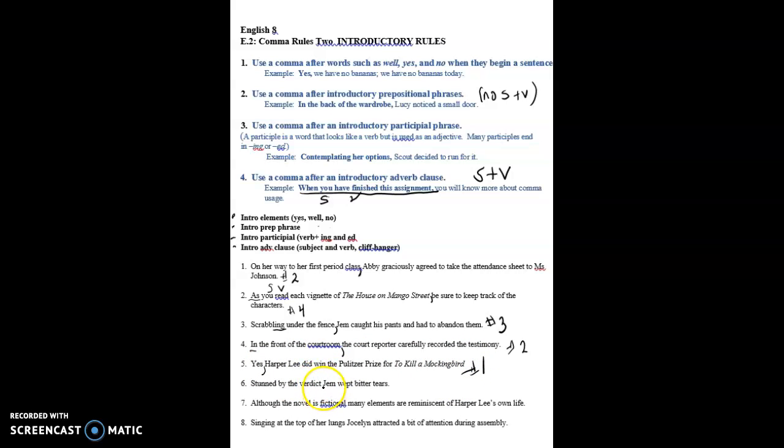Stunned by the verdict, comma. Well, that's not an intro word. That's not a prepositional phrase. It is a participial. To stun is a verb, and we put an ed. It's functioning as an adjective because it tells us more about Jem.